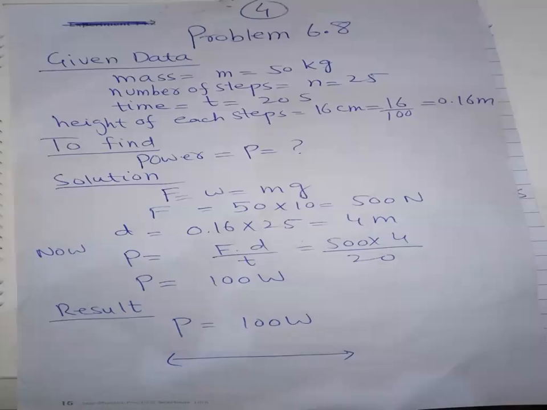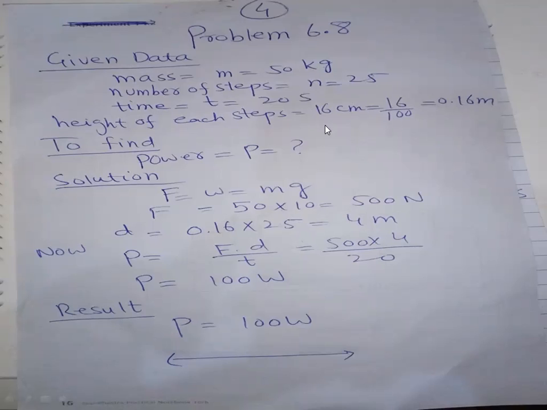Now I write the given data. Mass m, the mass of the man, is 50 kilogram, and the number of steps he is going to cover, n, is equal to 25 steps. The stairs have 25 steps. The time is given to me, 20 seconds. He covered 25 steps in 20 seconds. Height of each step is 16 centimeters.